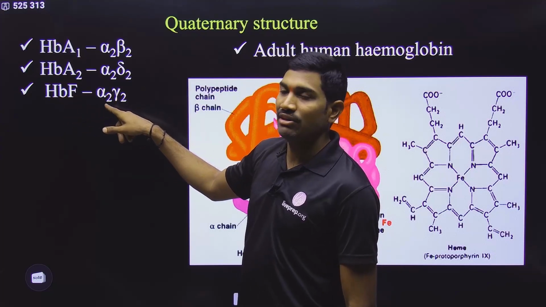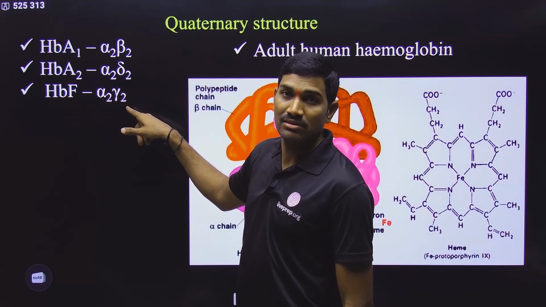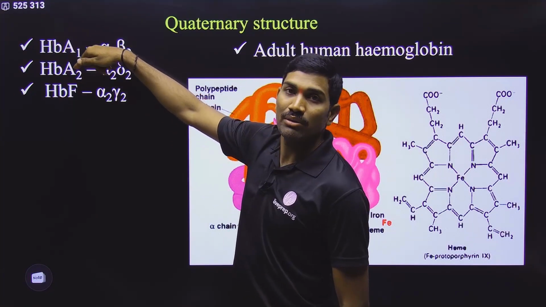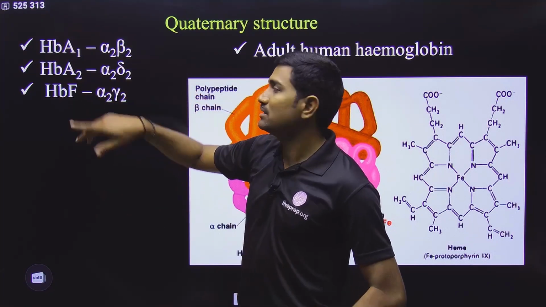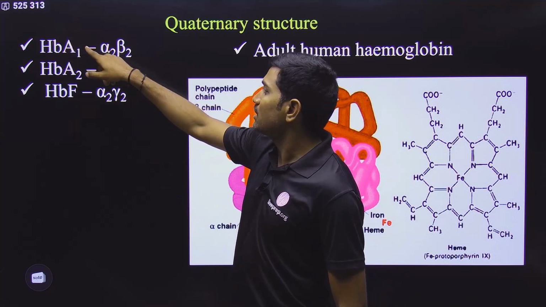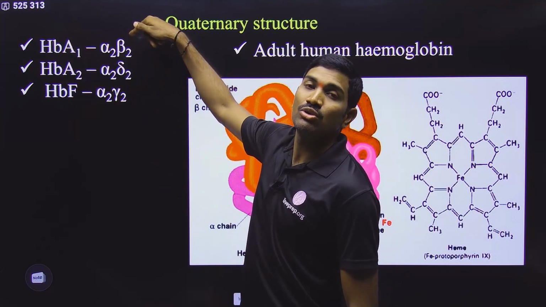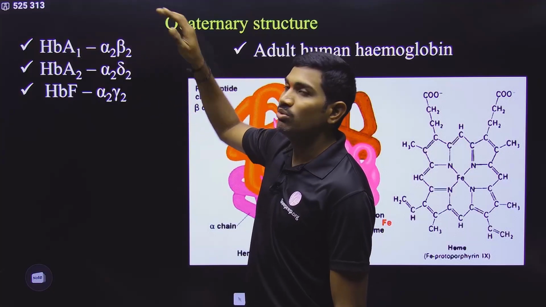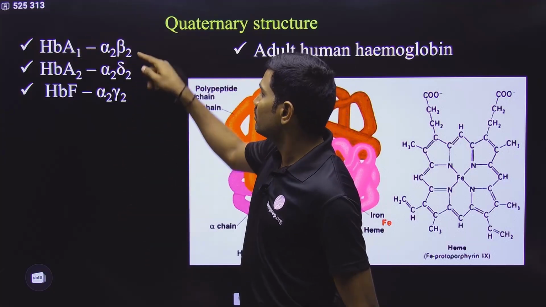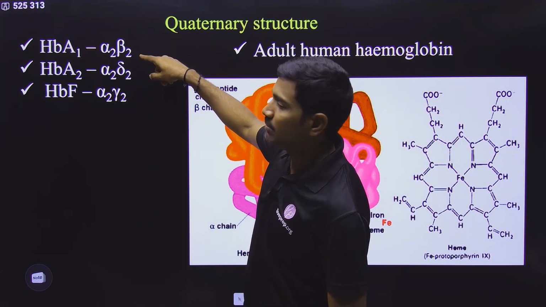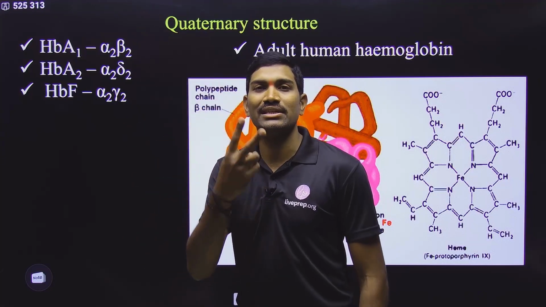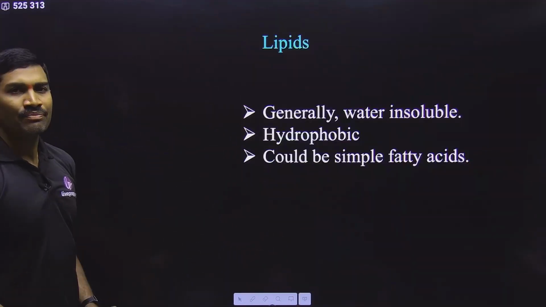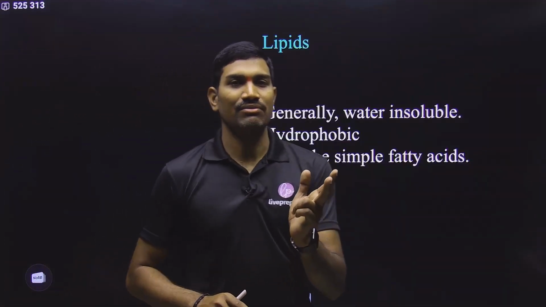Fetal hemoglobin has two alpha chains and two gamma chains, whereas adult hemoglobin is again of two types, adult 1 and adult 2. Generally what we are studying is adult 1 type. Hemoglobin adult 1 type has two alpha chains and two beta chains. Hemoglobin adult 2 type has two alpha chains and two delta chains. Majorly we are studying adult 1 type, alpha 2 beta 2, two alpha chains and two beta chains. Clear? With this, amino acids and proteins information is completed.